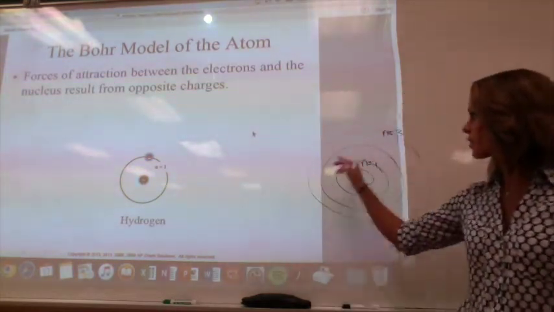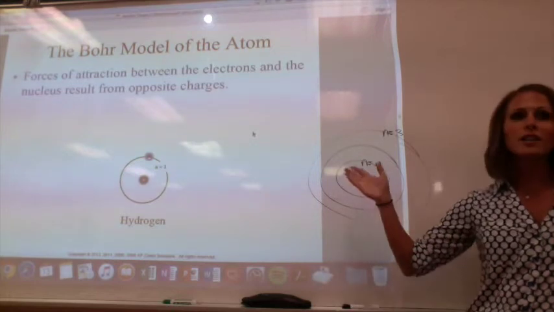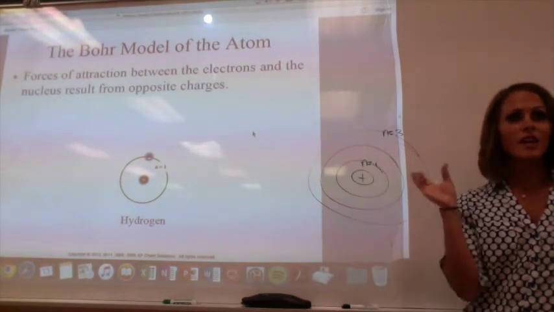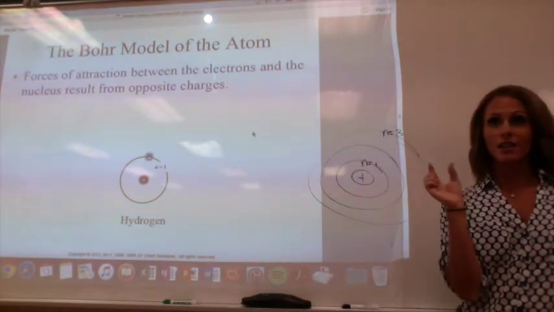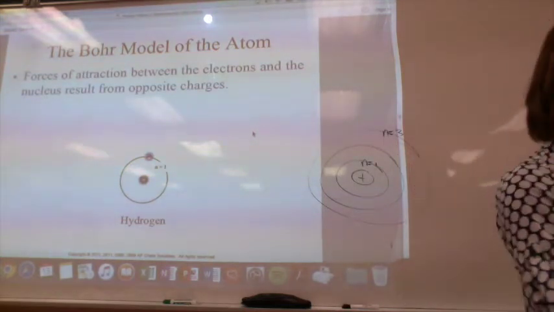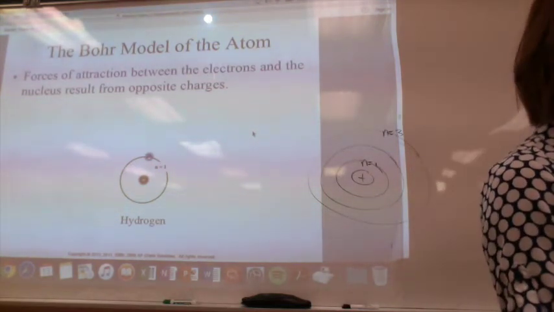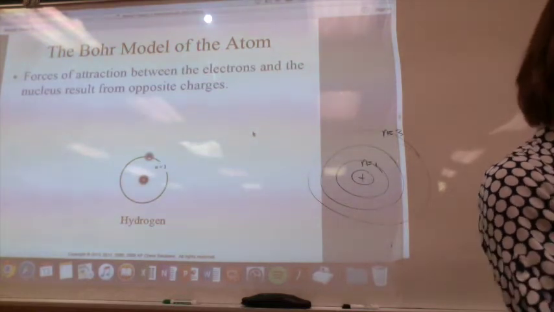All right, so you remember that they're held, otherwise they would just fly away, because they have an electrostatic force of attraction, right? A positive and a negative charge holding them together. And then it doesn't collapse on itself because they are held in shells.